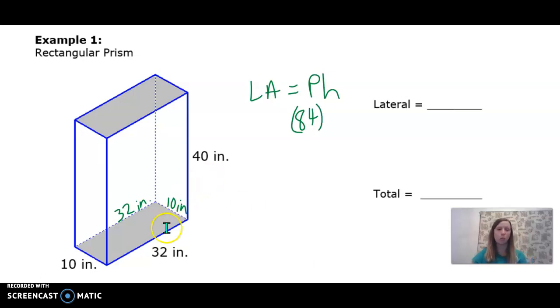You do not need to take the perimeter of both bases and add them up. Just find the perimeter of one of them. And we're multiplying it by the height, which is the distance between the two bases, remember? So here's my height, 40 inches.